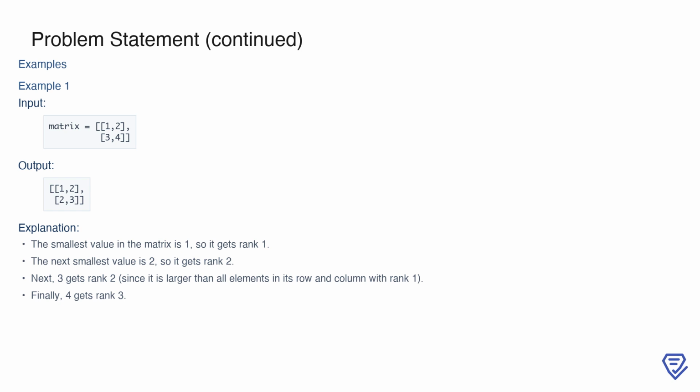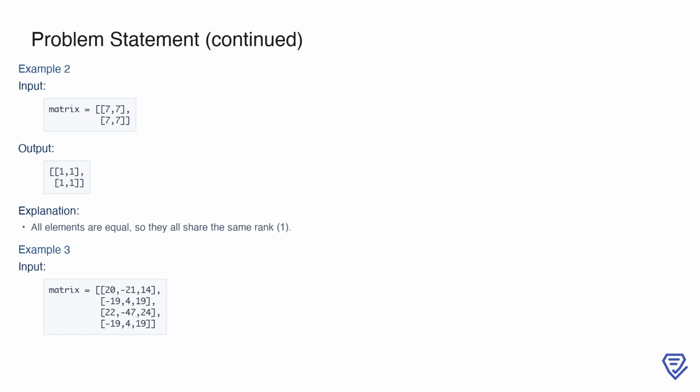Let's look at a simple example. Suppose the input matrix is a 2 by 2 grid with values 1, 2, 3, 4. The smallest value in the matrix is 1, so it is assigned a rank of 1. The next smallest value is 2, which gets rank 2. For the value 3, it is larger than all elements in its row and column with rank 1, so it is assigned rank 2. Finally, the largest value, 4, gets rank 3. The resulting rank matrix is 1, 2, 2, 3.